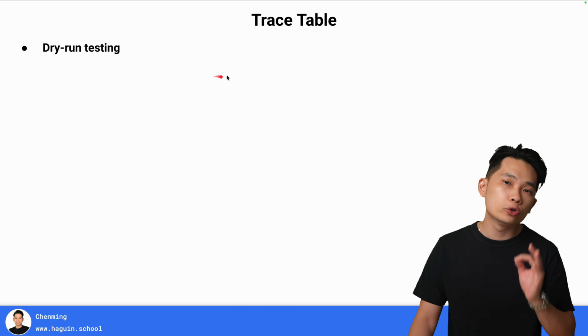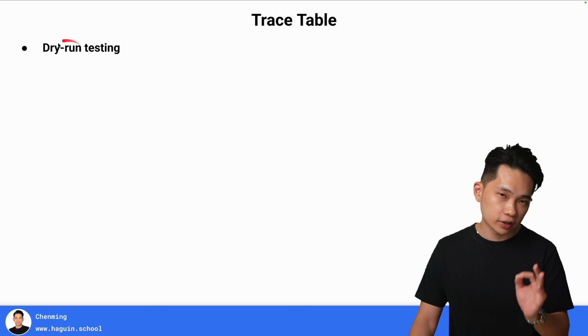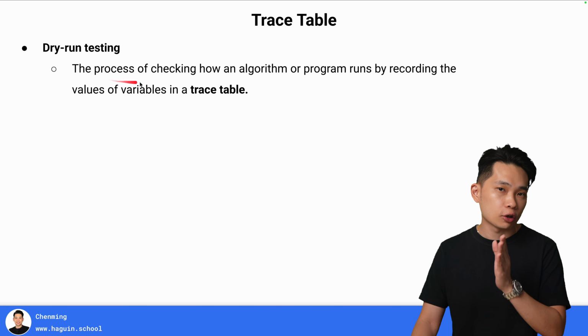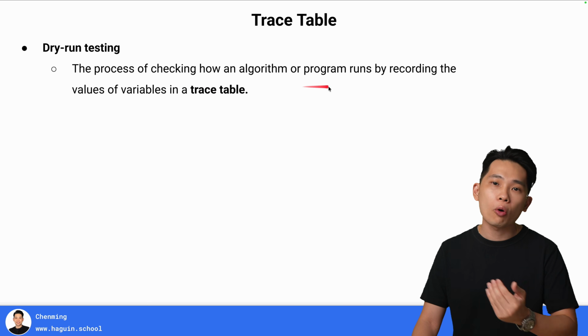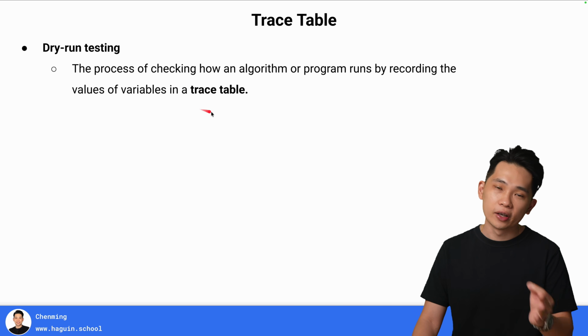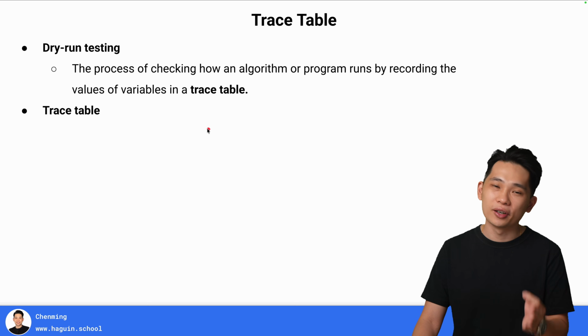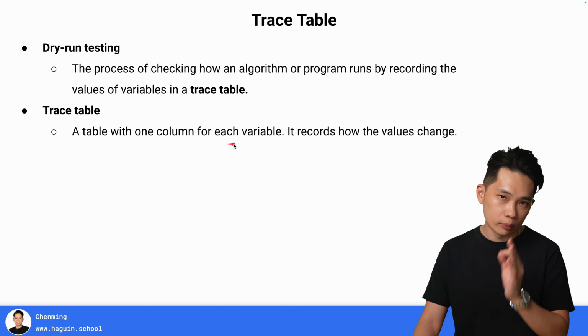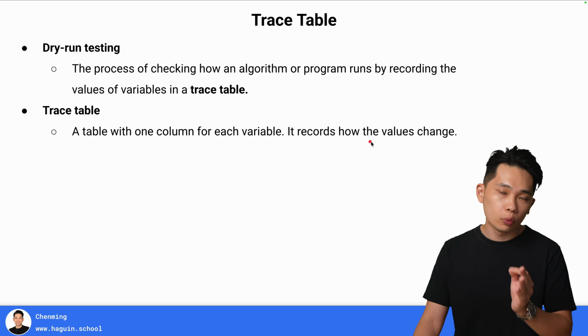So we normally use a trace table in dry run testing. So what is dry run testing? It's the process of checking how an algorithm or program runs by recording the values of variables in a trace table. And then what is a trace table? A trace table is a table with one column for each variable. It records how the values change.